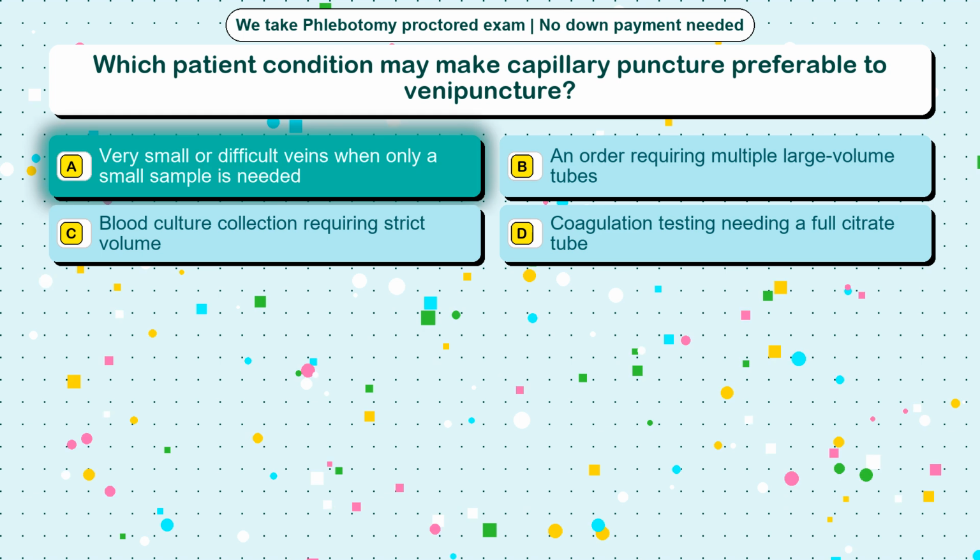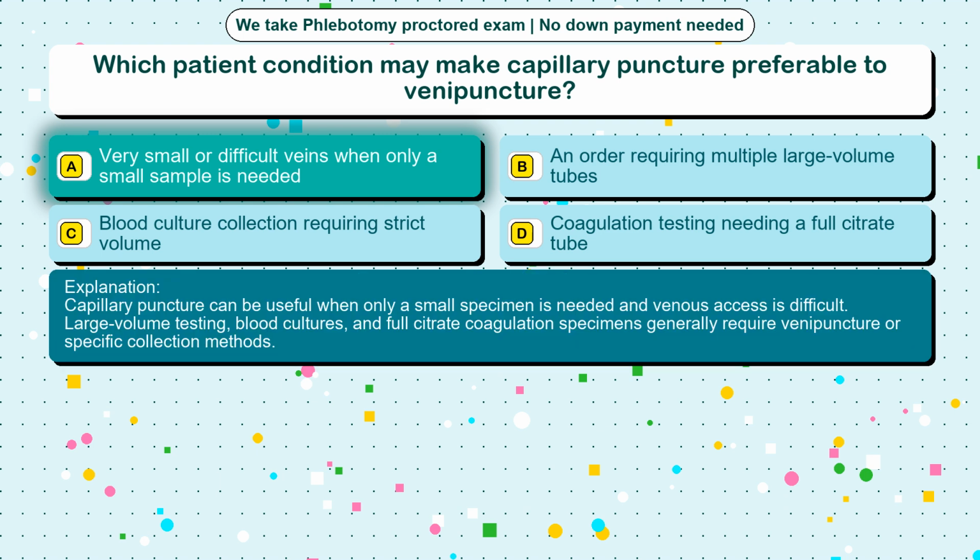The correct answer is option A. Very small or difficult veins when only a small sample is needed. Capillary puncture can be useful when only a small specimen is needed and venous access is difficult. Large volume testing, blood cultures, and full citrate coagulation specimens generally require venipuncture or specific collection methods.